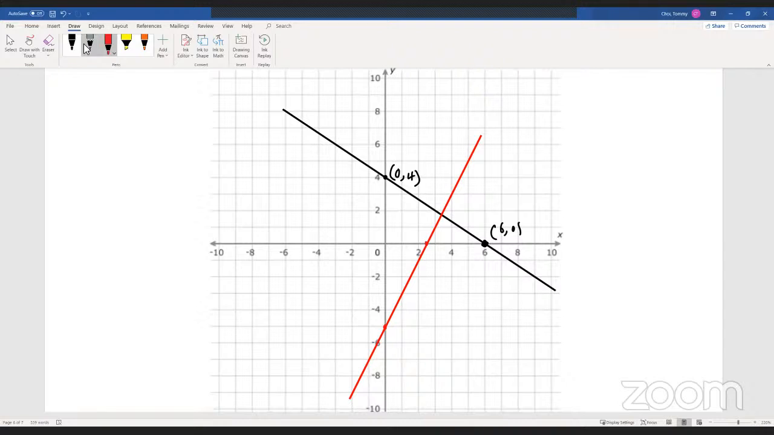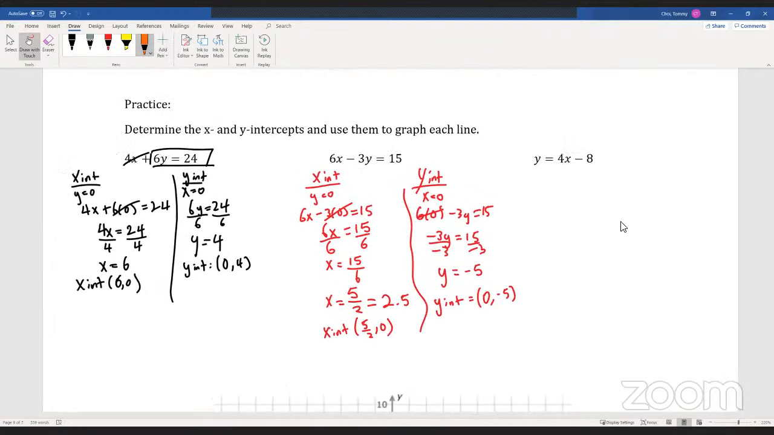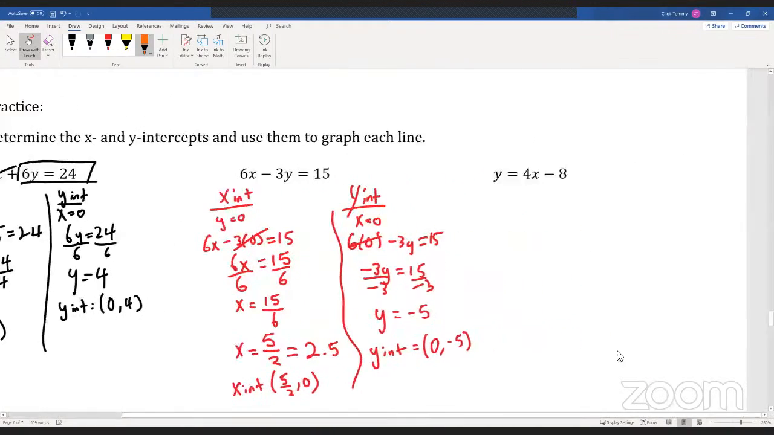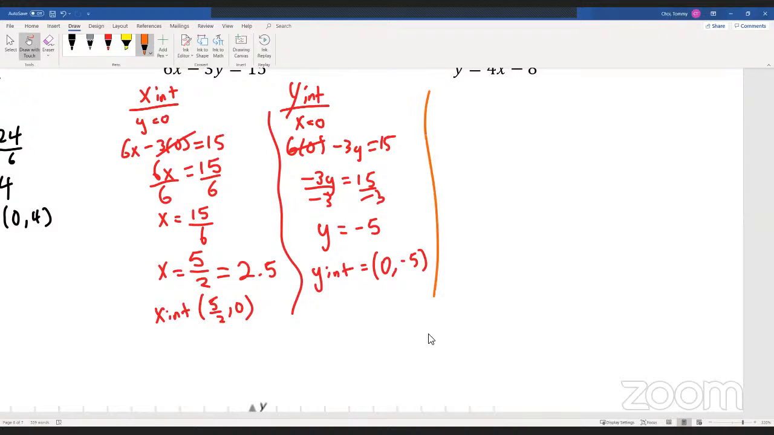To draw the points in, write the points in here. This would be 5 over 2, 0, and this is 0, negative 5. Our last one here. So our last one on the right side here, we're going to solve this one, which is x-intercept.